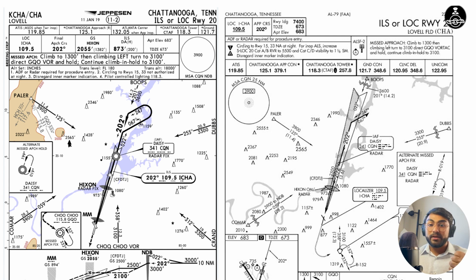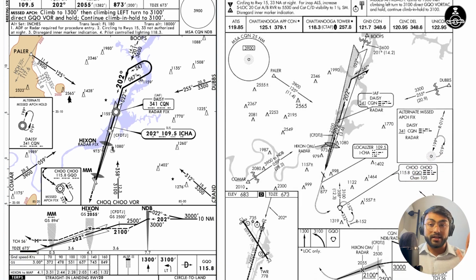Then you talk about the minimum safe altitude, which is always given on the top left or right corner of these plates. Then go to the plan view, talk about the fixes, the initial approach fix, intermediate fix. This one doesn't have those. This one has a procedure turn. So we brief the procedure turn looking at the plan view.